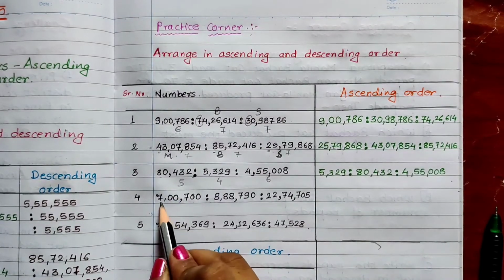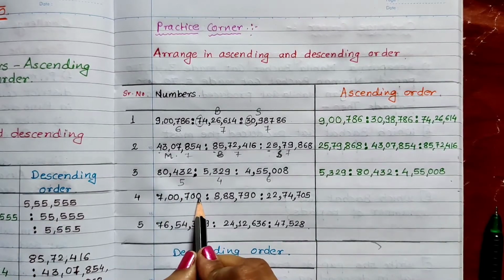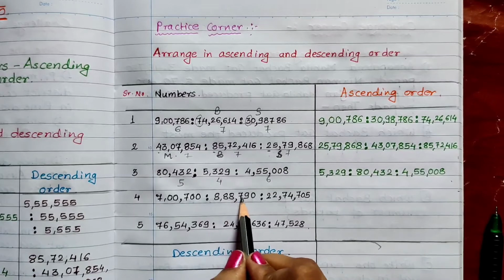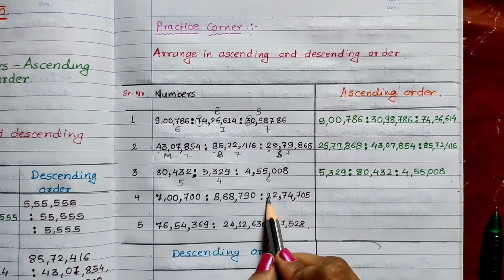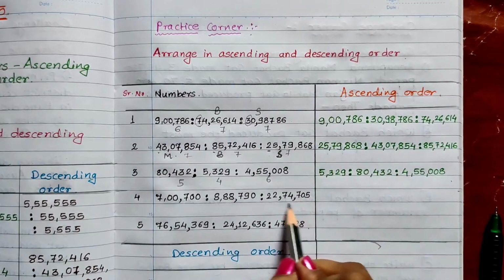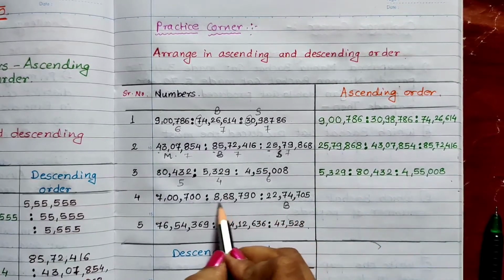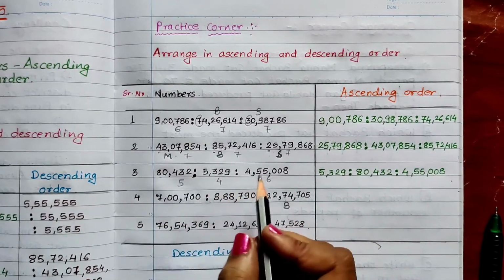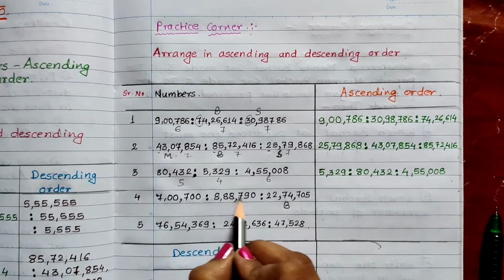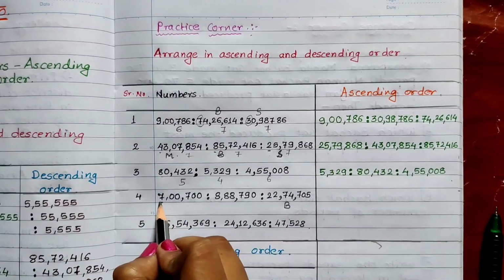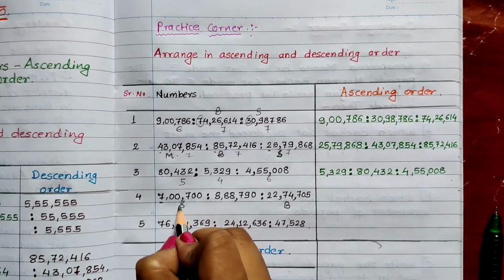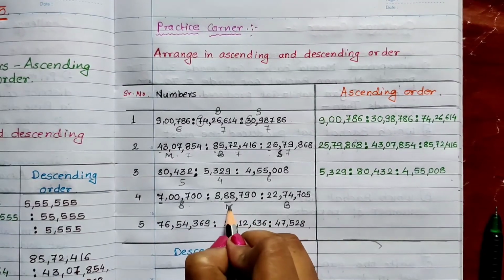Fourth sum, let us check the number of digits now. 1, 2, 3, 4, 5, 6: 6 digits. 1, 2, 3, 4, 5, 6: 6 digits. 1, 2, 3, 4, 5, 6, 7: 7 digits, that means this is the biggest one. Now from these two numbers, which one will be the smaller, because both numbers are having 6 digits. As 7 is the smaller number, this will be the smallest and this will be the middle number.